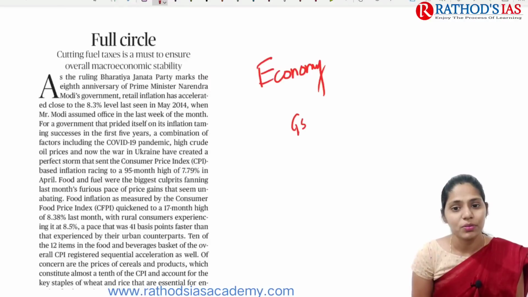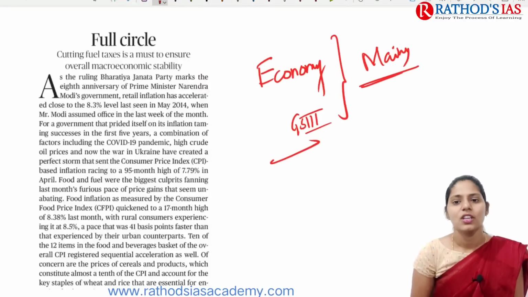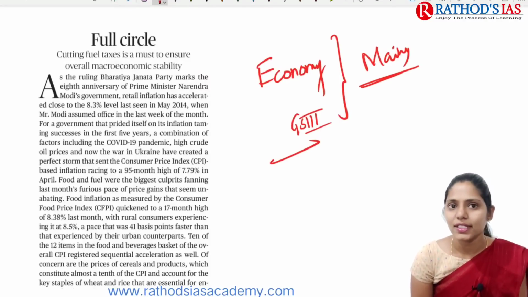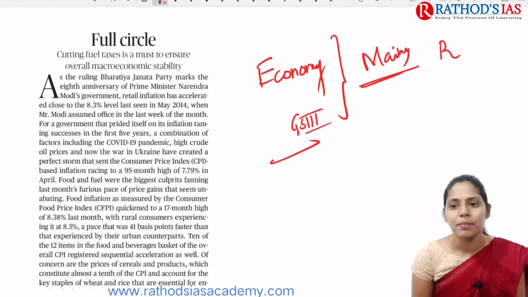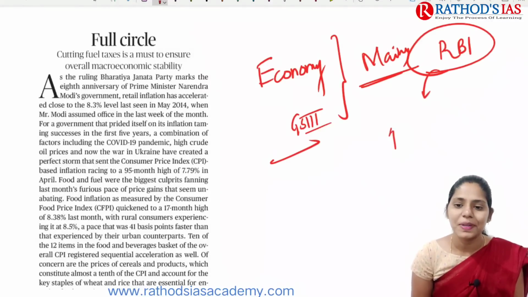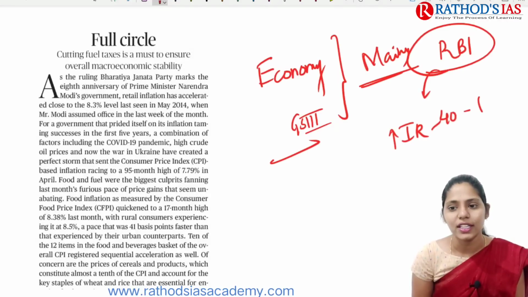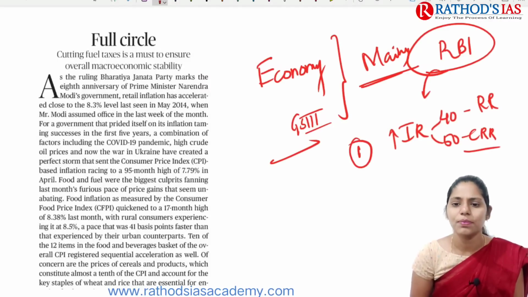This is important from your GS paper 3 point of view, and this topic is exclusively important from your mains, not from prelims. So why is this economy related topic in news? Already you know that. Recently RBI, Reserve Bank of India, which is the central bank of India, increased the interest rate, that is 40 basis points regarding repo rate and 50 basis points regarding CRR, cash reserve ratio. So this is the first important thing.